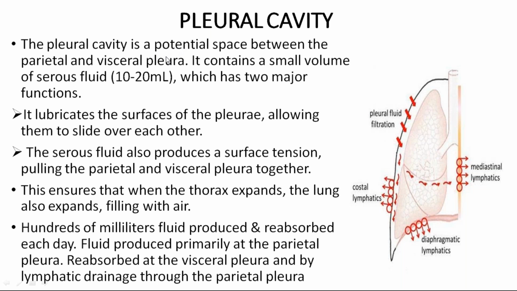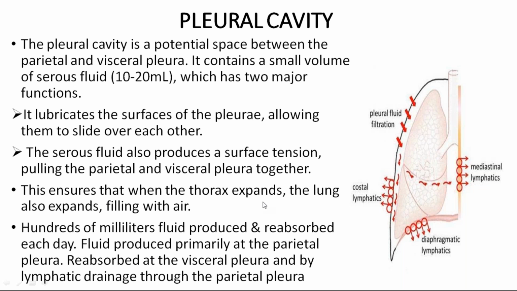Coming to the pleural cavity, it is a potential space between the parietal and visceral pleura. It contains a small amount of serous fluid, usually 5 ml and not more than 20 ml, which has two major functions. One is that it lubricates the surface of the pleura, allowing them to slide over each other. The second is that it produces a surface tension, pulling the parietal and visceral pleura together. This ensures that when the thorax expands, the lung also expands, filling with air.